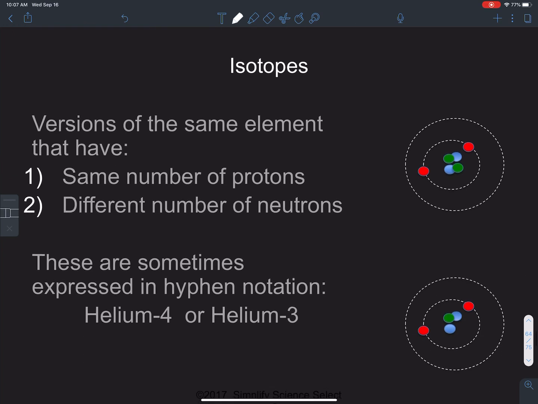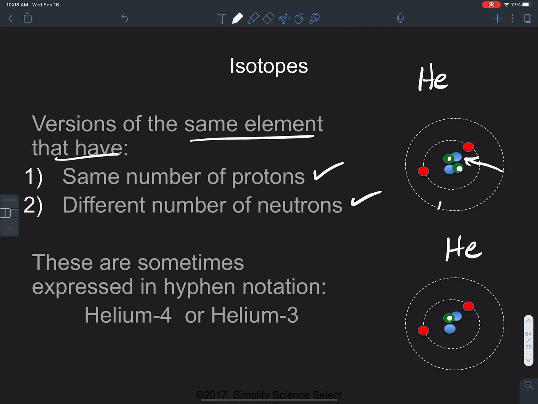So what is an isotope? An isotope is a version of the same element. They have the same number of protons, but they have different numbers of neutrons. Here are 2 examples. These are both isotopes of the element helium. These are both helium atoms. In one of the helium atoms, we have 1 neutron. In the other helium atom, we have 2 neutrons. Remember that what makes helium helium are the protons. So these blue spheres are your protons. Helium has 2 protons.